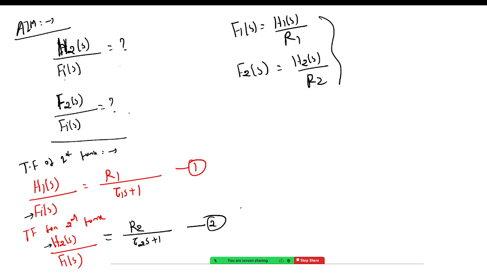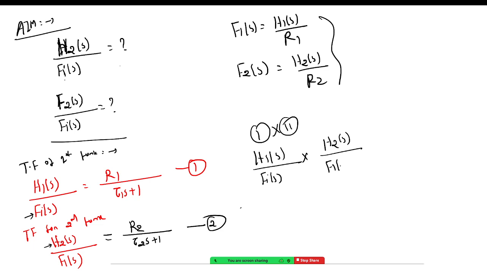Second by first, divide. If I divide second by first, then FIS again will go up. So let's try to multiply the first and second. What I will get is H1s divided by FIS multiplied with H2s divided by F1s. Can I write R1 divided by tau 1s plus 1 into R2 divided by tau 2s plus 1?